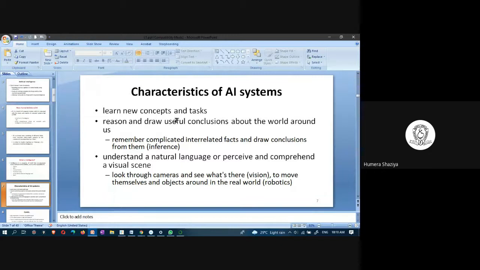Learn new concepts and tasks. An AI system should be able to learn new concepts and tasks, and should be able to reason and draw useful conclusions. This point, try to understand. This is quite important to understand: humans, without explicitly being told, can draw conclusions.